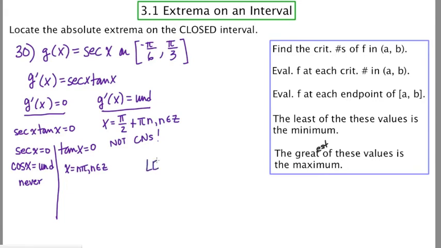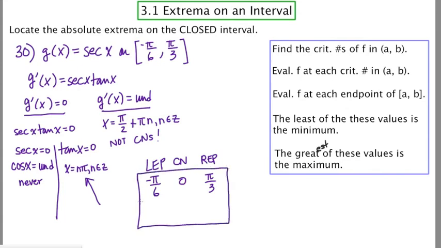We have our left endpoint, which is negative pi over 6, and there's really no disputing that. Now we've got our right endpoint, which is pi over 3. And there's no disputing that. It's sort of a given. Now the question is, do any of these critical numbers here fall in between negative pi over 6 and pi over 3? And I believe the only one that does is 0 pi, which is 0. So I'm going to put a 0 there, and I'm going to fill out this chart.